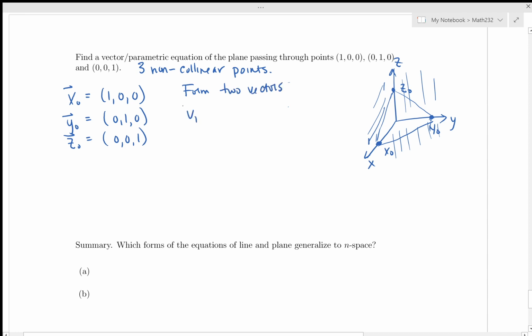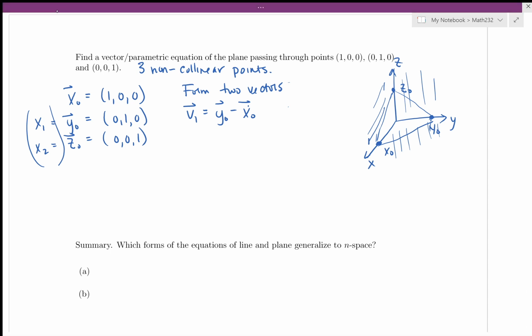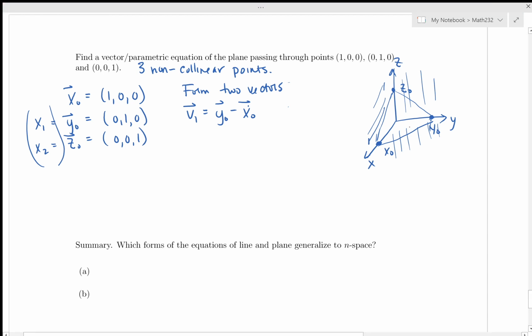Vector 1 is going to be x1 minus x naught. Oh no, now I called them, let me try this again. Sometimes I call this one x1 and this one x2, but right now I did not, so let me keep with the notation that I use. The first vector I'm going to form is y naught minus x naught. Where is y naught minus x naught? That is the vector right here.